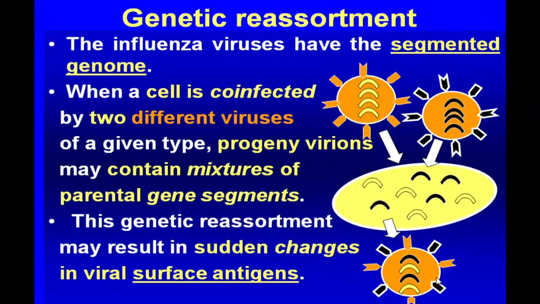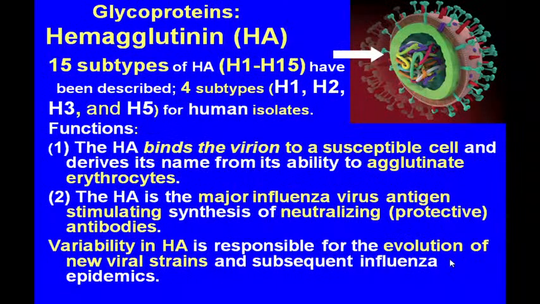Then the new virus may appear with segments taken from different types of viruses. And this genetic reassortment may result in very sudden changes of the viral surface glycoprotein. Then it will be an absolutely new virus with different viral glycoproteins. So, these new viruses may cause very severe pandemics.